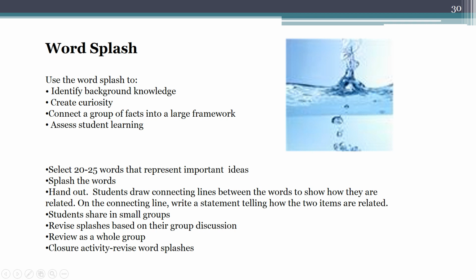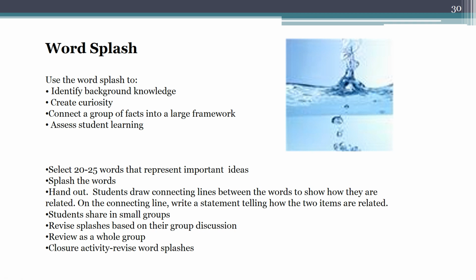Word splash is a fun strategy, and it's a good way to, again, reinforce or identify background knowledge, and you can organize a large group of facts pretty quickly, and it's just a little twist on things that you may be doing already that builds interest and curiosity. So you select 20 to 25 words, and you splash them, which just means you write them on a sheet of paper in no particular order.